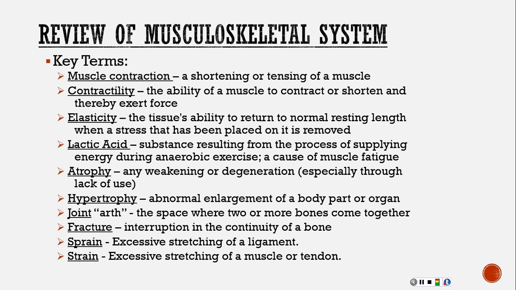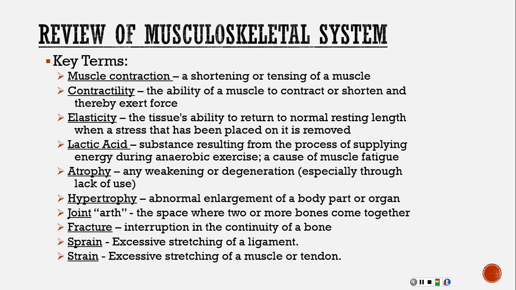Alright, next we've got atrophy. Atrophy is any weakening or degeneration, especially through lack of use through the muscle. Hypertrophy of a muscle is an abnormal enlargement, and it doesn't have to be a muscle, but abnormal enlargement of a body part or organ. Usually we're referring to muscle hypertrophy. And then joint, commonly you'll see arth. Okay, anytime you see arth, that's what that's meaning.